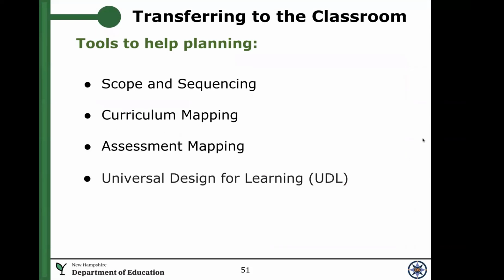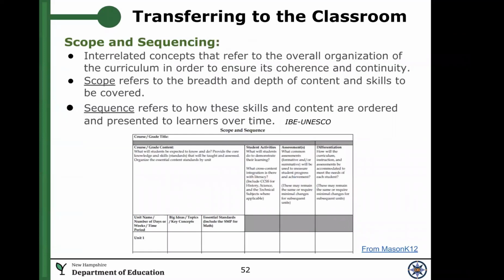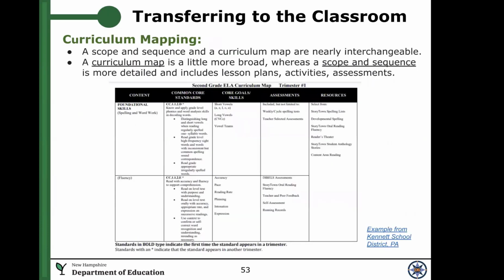Right. So the next part of this is just talking about some tools to help us with planning and transferring into the classroom. So we're going to talk a little bit quickly about, I know I'm looking at the time here, and I don't want to keep you too long, but just talking about scope and sequencing, curriculum mapping, assessment mapping, and then universal design for learning. So just in general for scope and sequencing, I'm just going to move to the next slide too, in curriculum mapping.